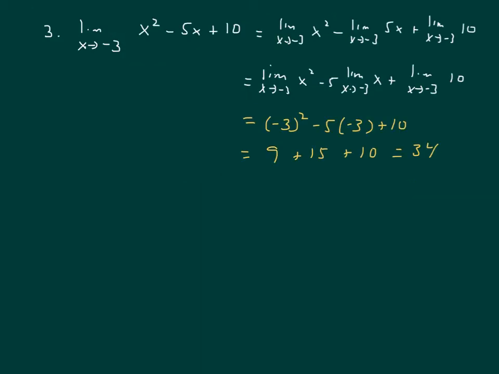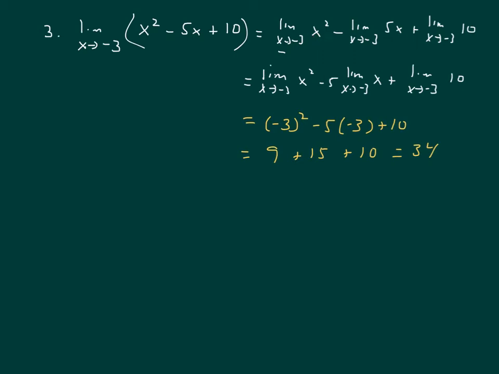Now, in this case, this is where we're going to be using the other special limit properties. So I'm taking the limit as x approaches negative 3 of, and we'll just put in parentheses here, x squared minus 5x plus 10. By our first and second limit properties that we saw in the previous part, where we have the sum and difference, that's going to equal the limit as x approaches negative 3 of x squared minus the limit as x approaches negative 3 of 5x plus the limit as x approaches negative 3 of 10.